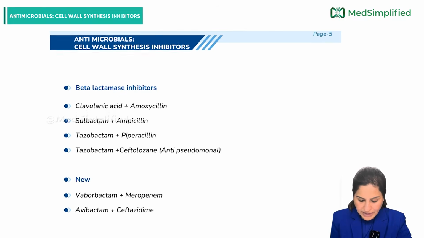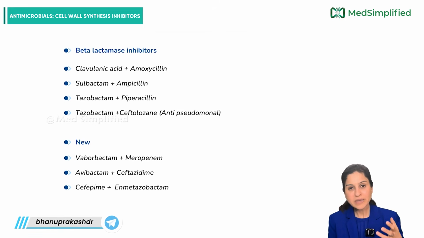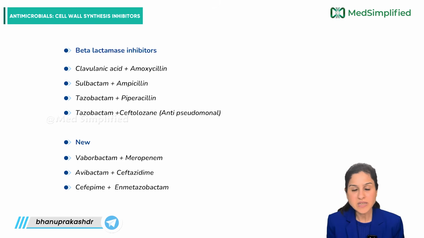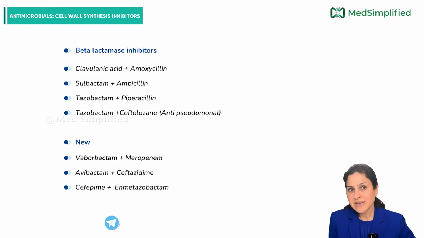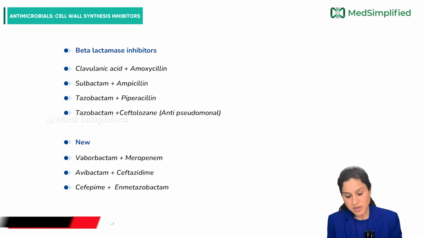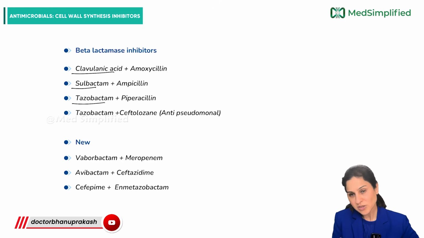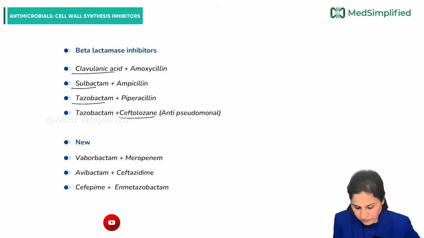All right. Then we have beta-lactamase inhibitors. What are beta-lactamase inhibitors? We know that many organisms now secrete beta-lactamases, which destroy the beta-lactam antibiotics, so resistance develops to these drugs. So what we do is give beta-lactamase inhibitors along with these drugs. For example, with amoxicillin, we give clavulanic acid. With ampicillin, we give sulbactam. With piperacillin, we give tazobactam. And tazobactam is also given with a cephalosporin, which is ceftolozane.